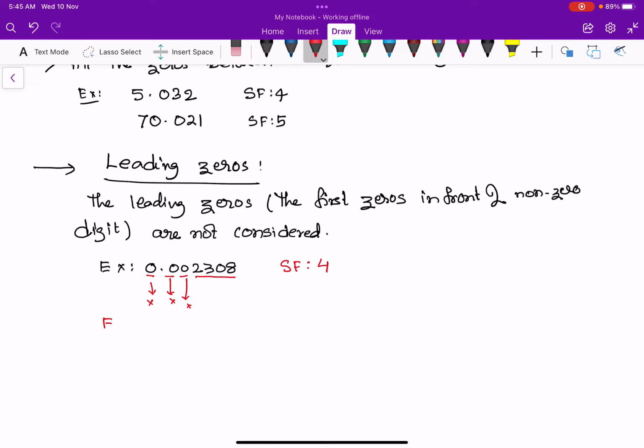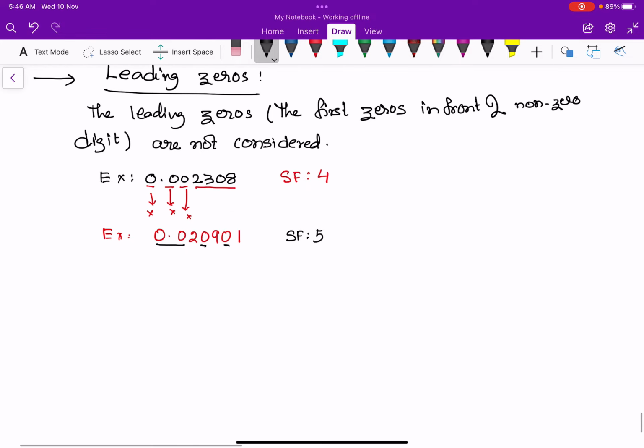Next, 0.020901. This 0 and 0 are counted, but these leading zeros, the first zeros, are not counted. The zeros between non-zero digits are counted. The total significant figures here is 5, right? Now leading zeros are over, zeros between non-zero digits are over.